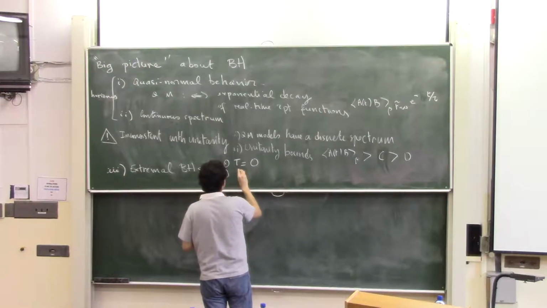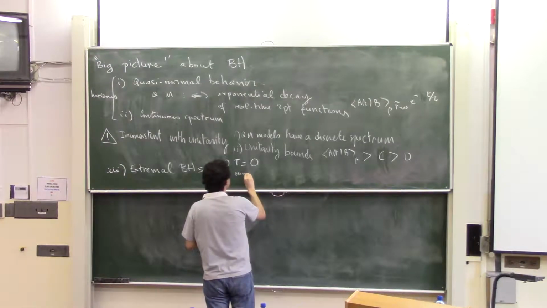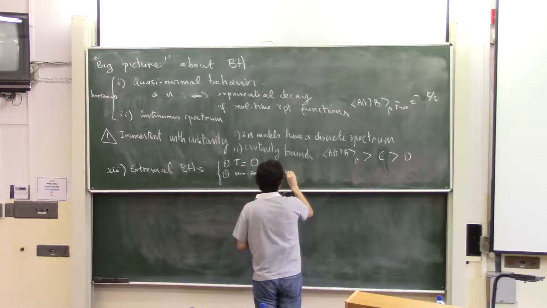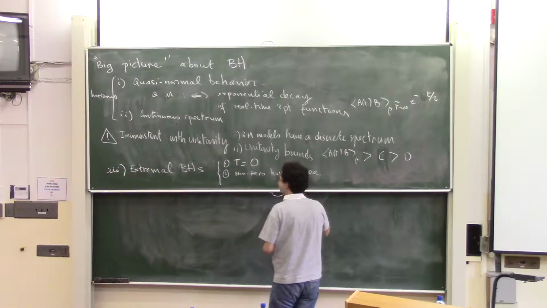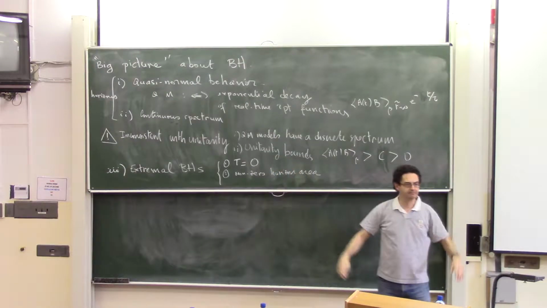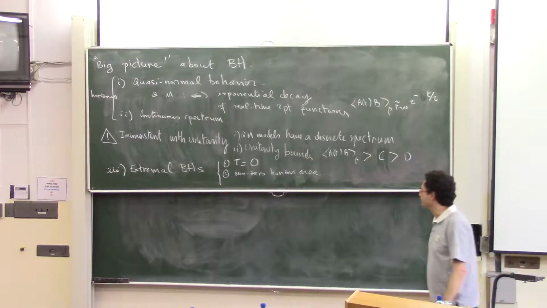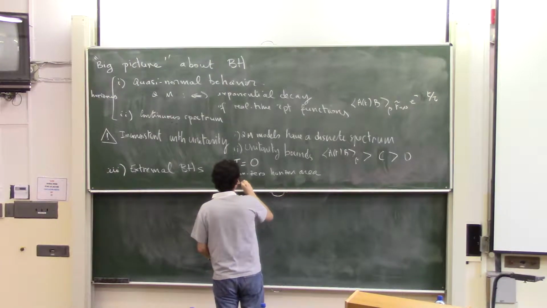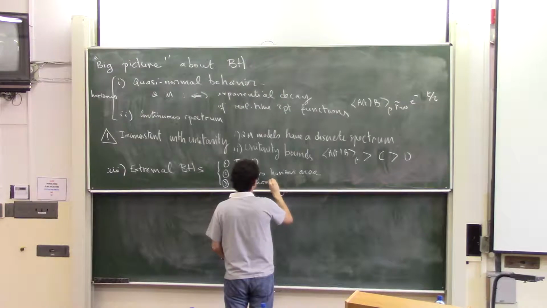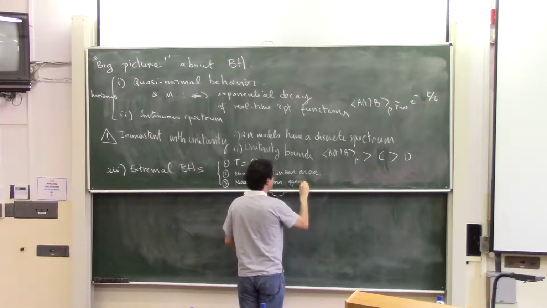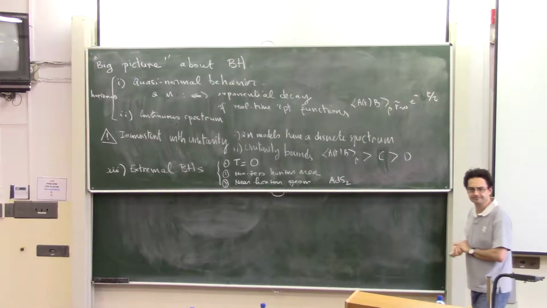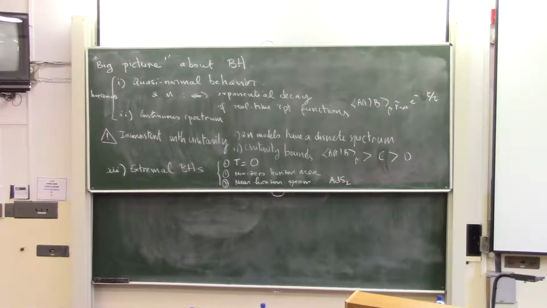Second, they have a non-zero horizon area. So they are macroscopic black holes, with big horizons, big area. And third, the near-horizon geometry always has some anti-de Sitter 2 piece. Okay, so these are three salient features of these extremal black holes.